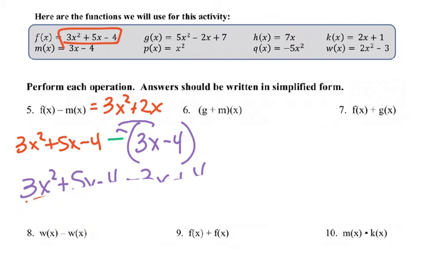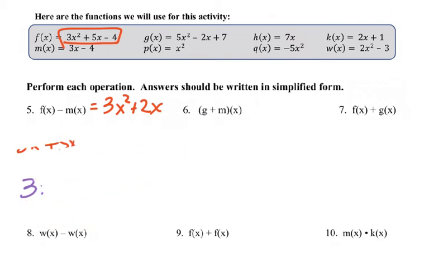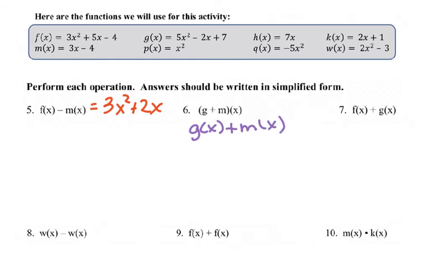Okay, moving on to number 6. We're going to take g plus m of x. So one thing I want you to write down is that this is the same thing as g of x plus m of x. So sometimes it's written one way, sometimes it's written another. It doesn't matter. It means the same thing. So I'm going to take my g of x and I'm going to add m of x.